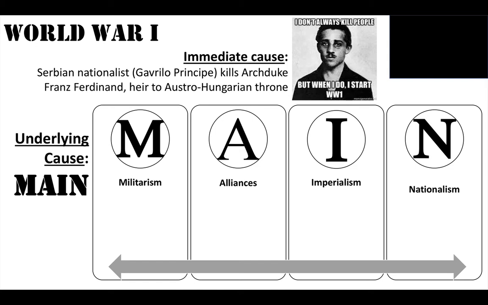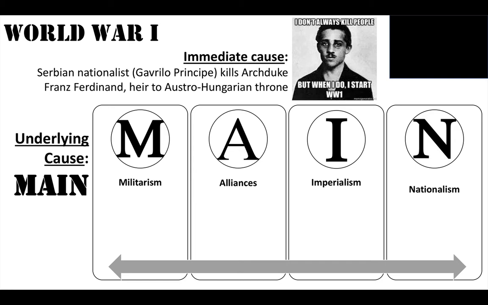The immediate cause of World War One, the thing that sets it off, is this gentleman at the top of the page. His name is Gavrilo Princip. He is a Serbian person. Him and other Serbian people are being ruled by the Austro-Hungarian Empire. He doesn't like that, so he murders Franz Ferdinand. He kills Archduke Franz Ferdinand, the heir to the Austro-Hungarian throne. Okay, and that murder is what kind of sets off World War One.